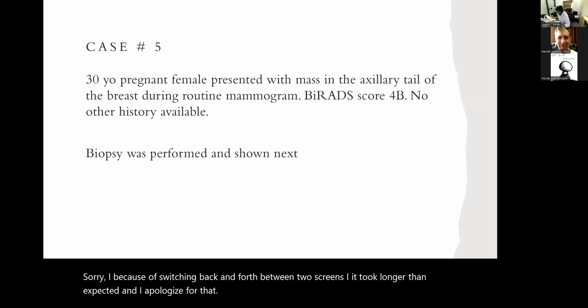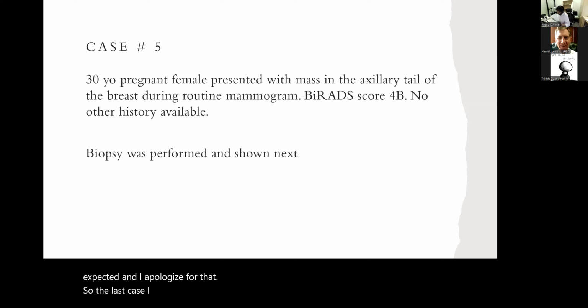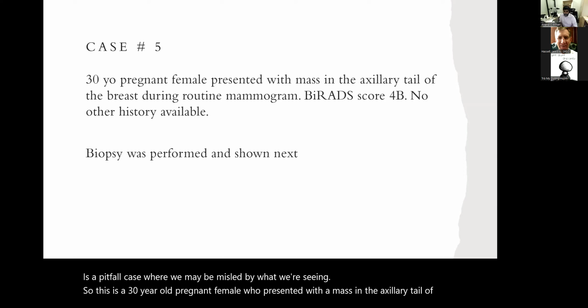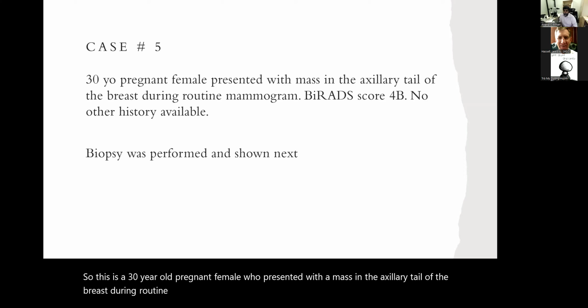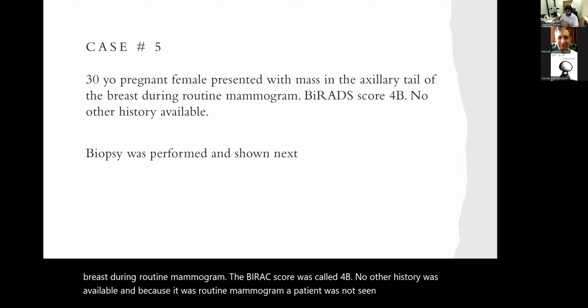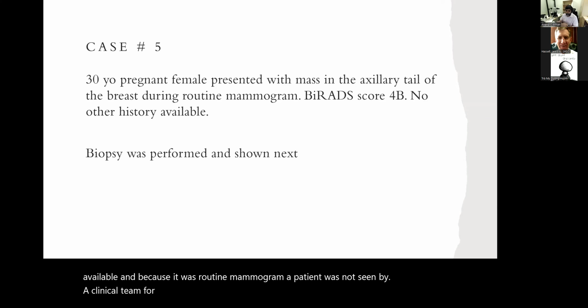So the last case I have is a pitfall case where we may be misled by what we're seeing. This is a 30-year-old pregnant female who presented with a mass in the axillary tail of the breast during routine mammogram. The BI-RADS score was called 4B. No other history was available, and because it was a routine mammogram, the patient was not seen by the clinical team for this biopsy, but rather the radiologist was the one who was doing the biopsy.